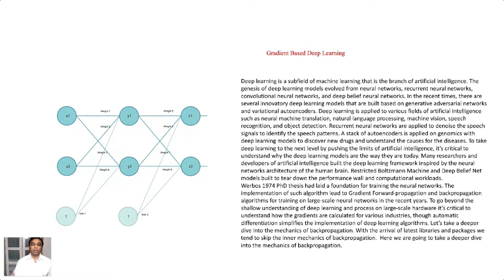We also see how recurrent neural networks can identify signals to identify speech patterns. There's another type of neural network called autoencoders, and you can apply these autoencoders, and stacks of autoencoders, onto genomics with several deep learning models, which will help you discover new drugs and understand the causes of diseases. So a lot of industries have been successful in implementing these algorithms, not just in the US but across the world.